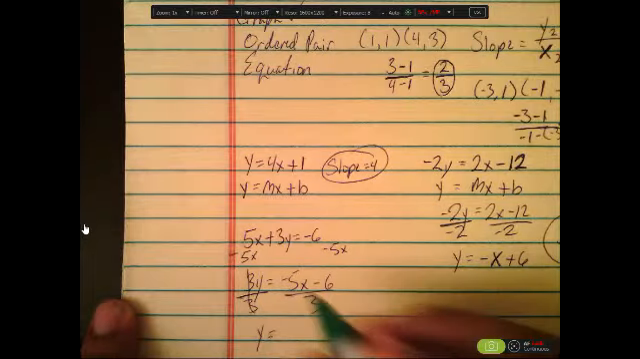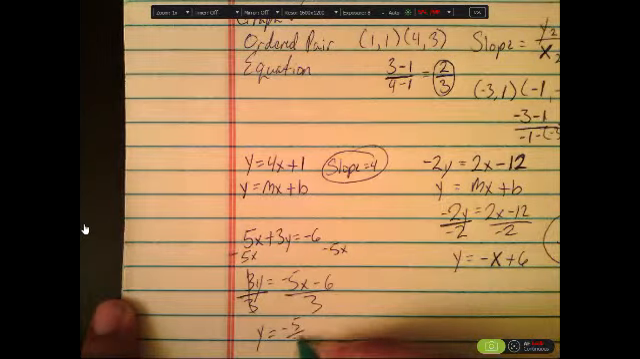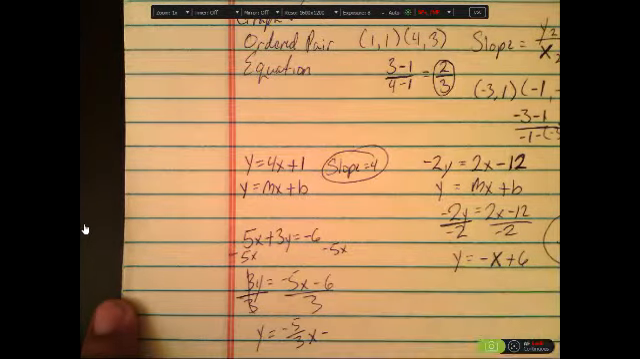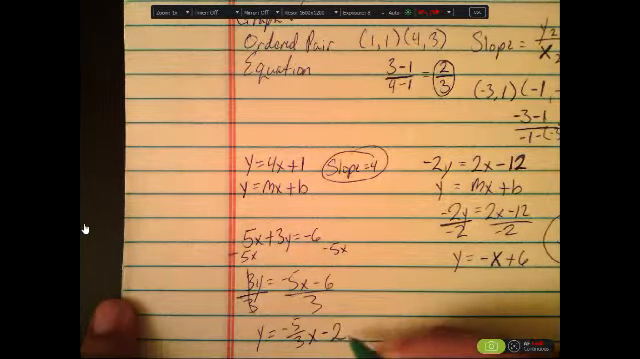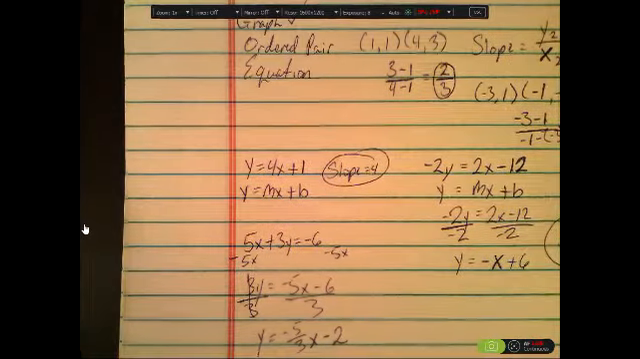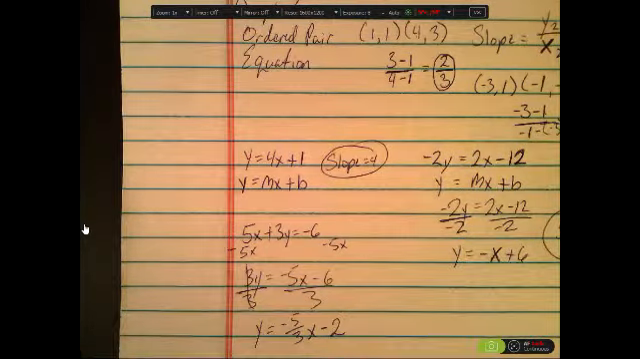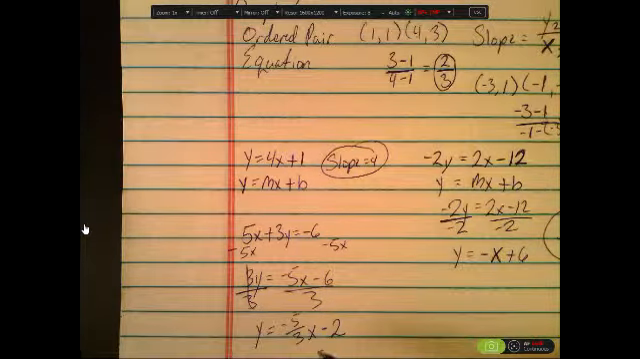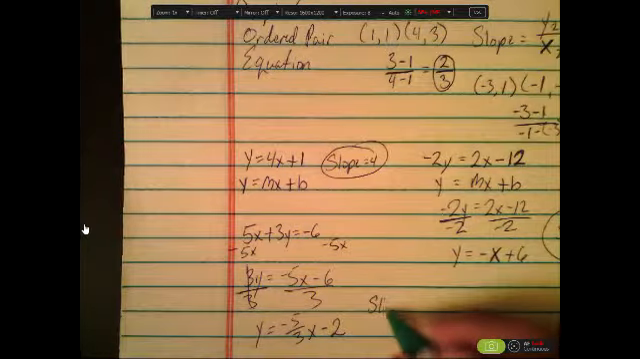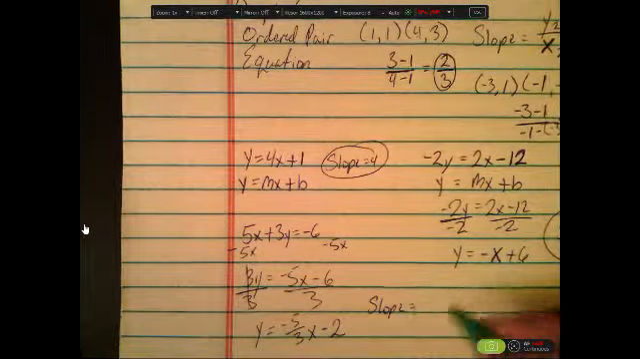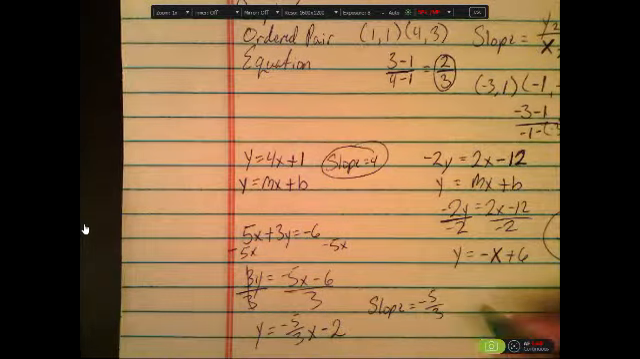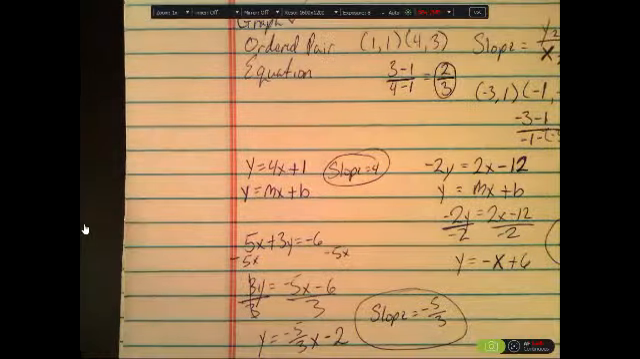y equals -5 over 3x minus what? -2. Good. All right, last but not least, we see that it's in y-intercept form, and we know already that our slope is this one that's attached to the x. So let's go ahead and say our slope equals -5 over 3. And that is our answer.